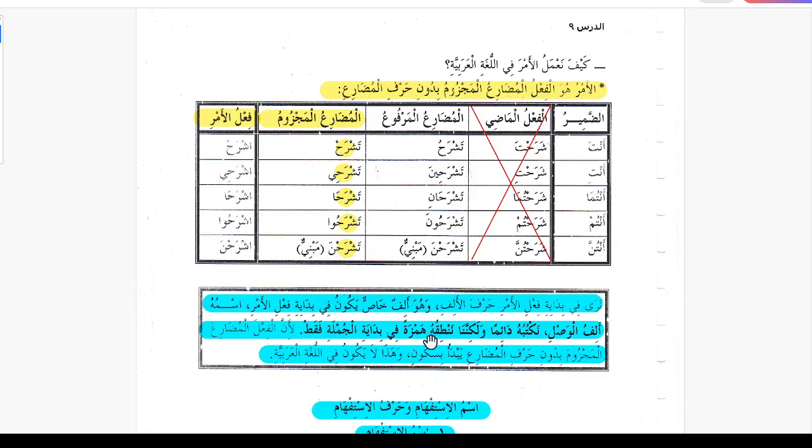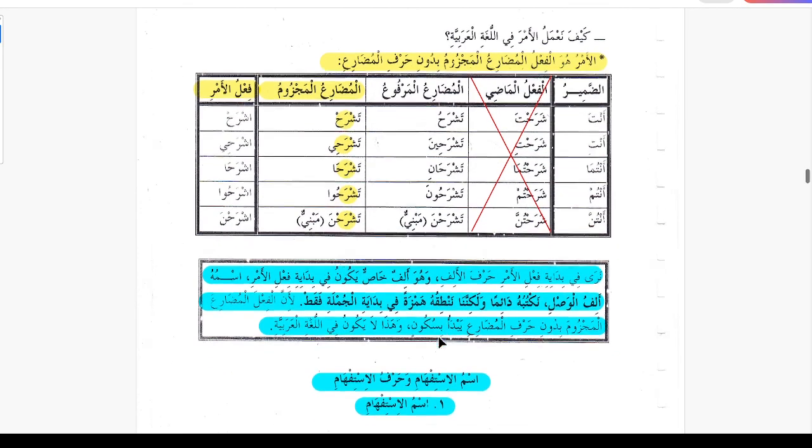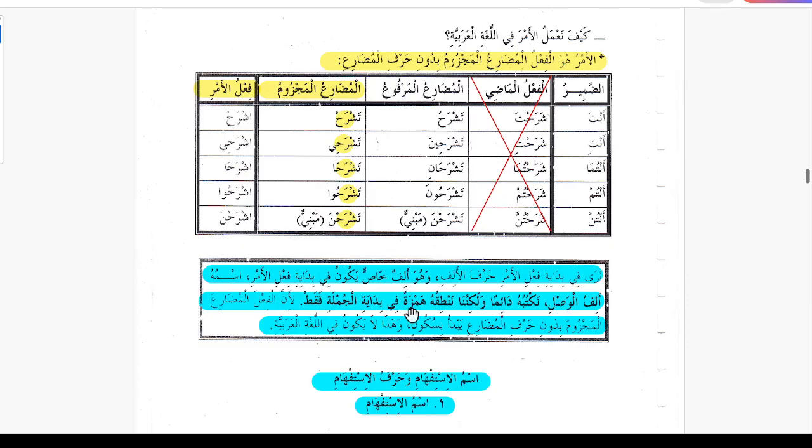But we pronounce it as a hamza only at the beginning of the sentence. If the sentence begins from there, then only do we pronounce it as hamza, and if something comes before, then it is not pronounced. So that is the difference. Ishrah is pronounced ishrah only when we start from here.